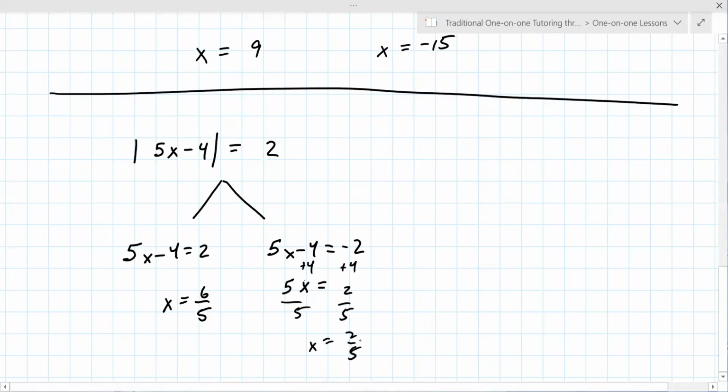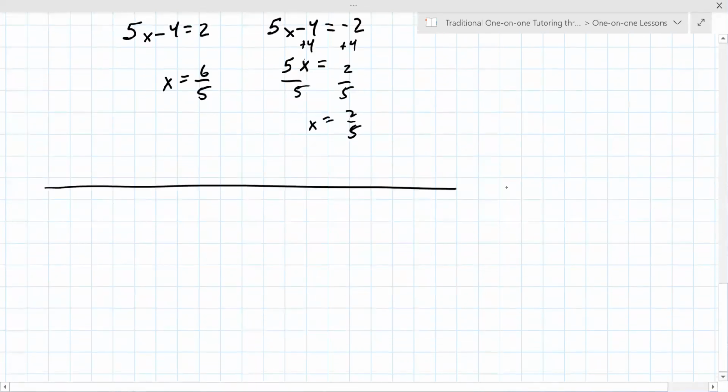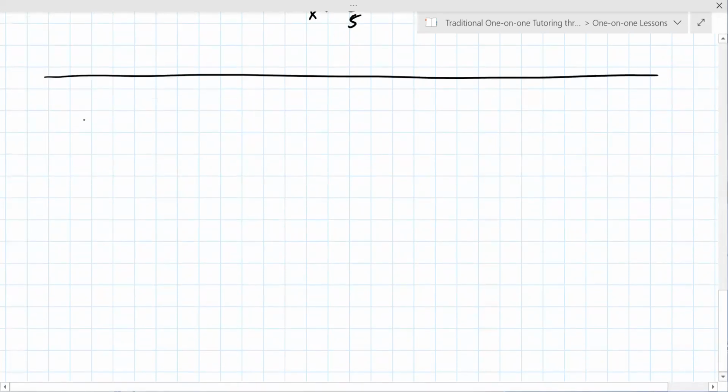So it's not always the case that one's positive and one's negative. Could be a lot of different things that happen. Yeah, there's a lot of variation. Okay, so try one more here. Let's go, I don't know, 3x minus 2 equals, we'll go 4. Go ahead and solve that on your own, please.